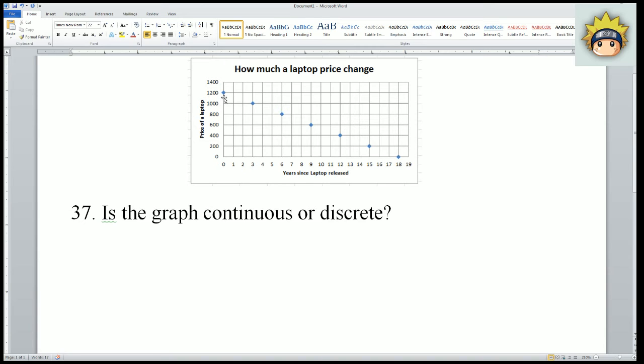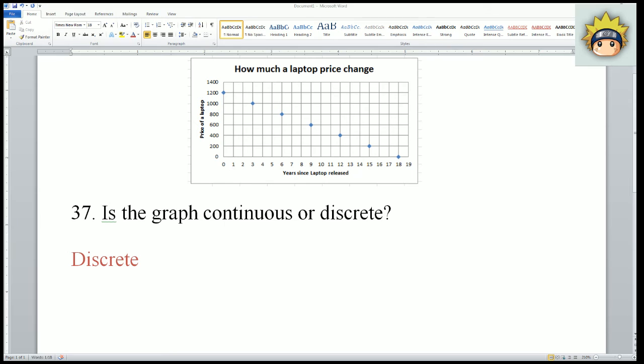Okay. And discrete is that if it jumps, right? It seems like these jumps, there's gaps here. So we would call this discrete, okay? Because there's gaps here and it jumps. So we would call that discrete, okay?